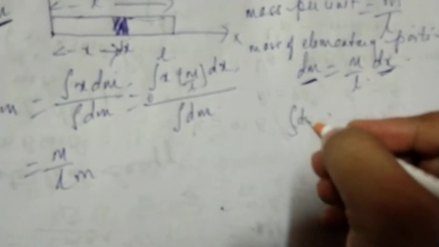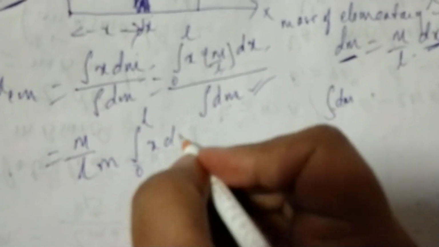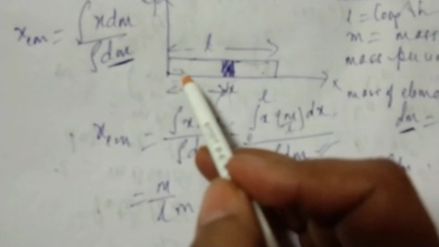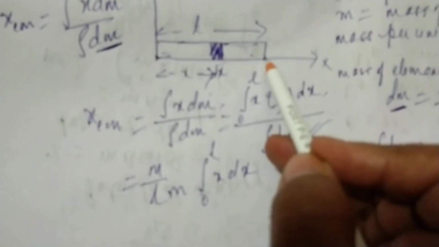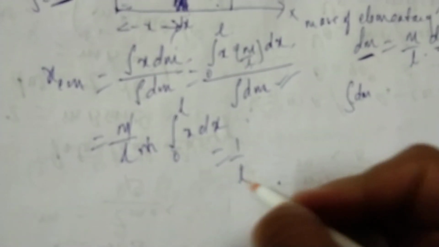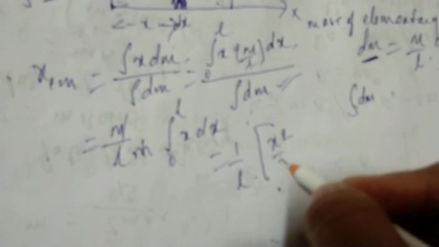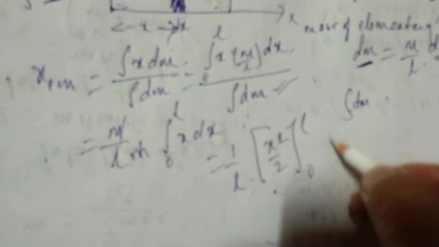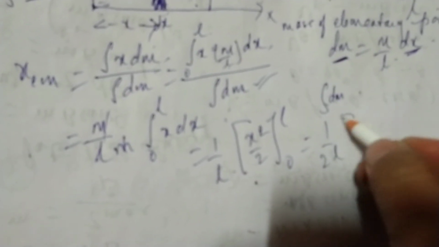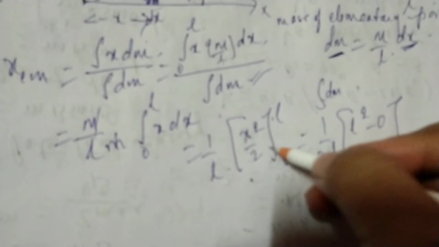Integration of dm here at the lowest point, for this part we are taking it as M. Now integration from 0 to L, we are left with x dx, right? Because it is from 0 to L, we are starting from this end and finishing up to this end. So M is cancelled out, so we have 1 by L, and this is x square by 2. Integration is x square by 2, you all know, and this is from 0 to L. So it is 1 by 2L, and it is upper limit minus lower limit. Upper limit is L square minus lower limit.